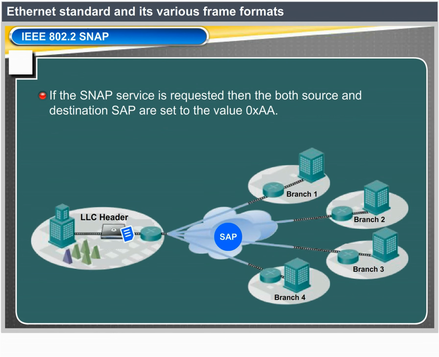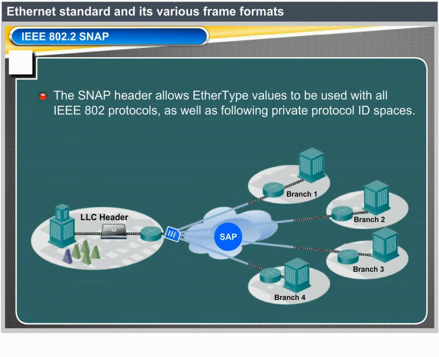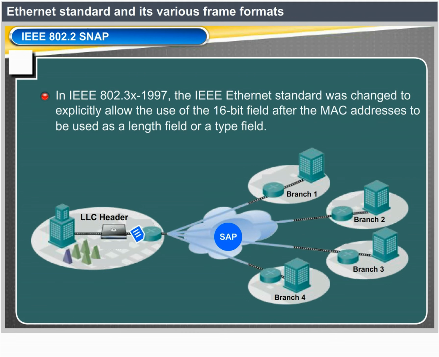The SNAP header allows EtherType values to be used with all IEEE 802 protocols, as well as supporting private protocol ID spaces. In IEEE 802.3x-1997, the IEEE Ethernet standard was changed to explicitly allow the use of the 16-bit field after the MAC addresses to be used as a length field or a type field.